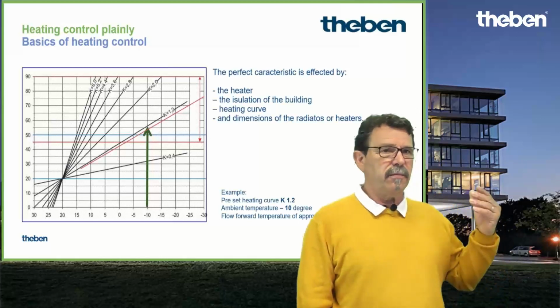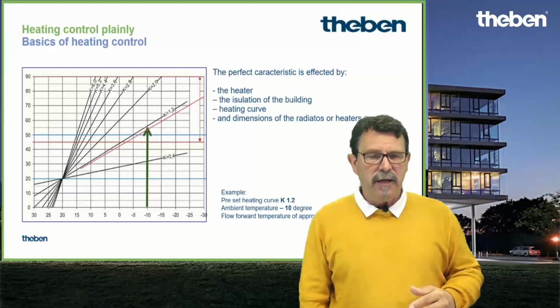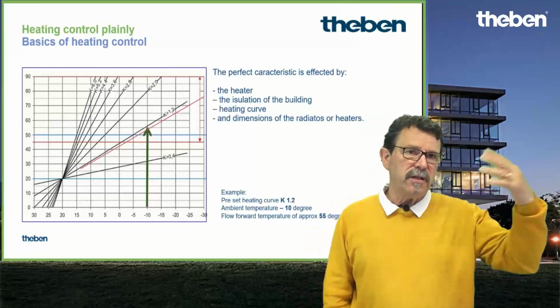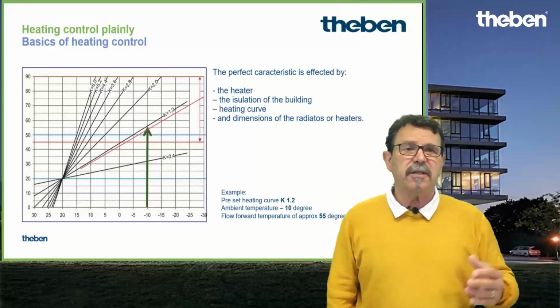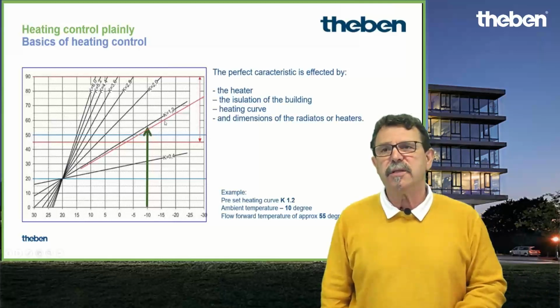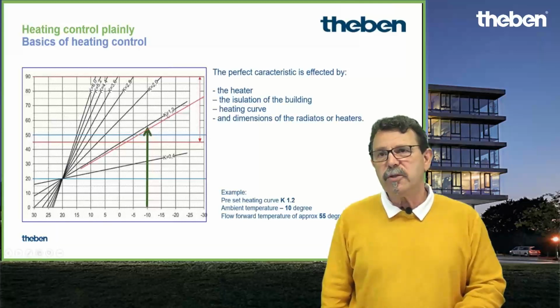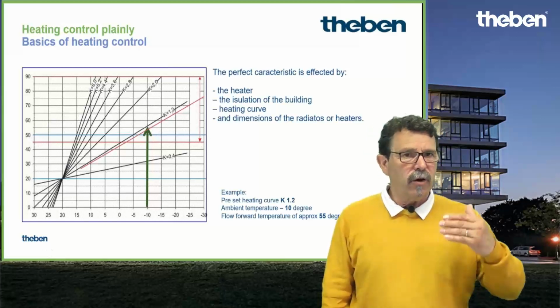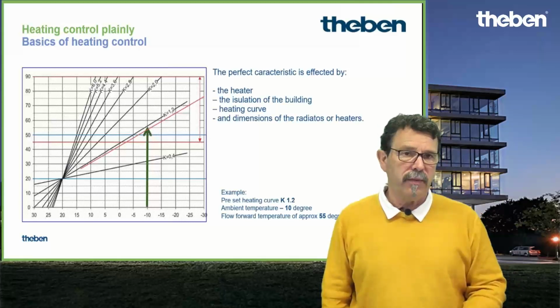It depends on the building structure in general, how the windows of the room are insulated, how much warmth is lost, wasted, through a building which is probably not that well insulated. And due to that, the heating specialist has to adjust exactly that curve. Let's assume this K1.2 is used. So at a temperature of -10 degrees, we have a flow forward temperature in this system of 55 degrees of warm water flowing to a radiator, for instance, into a building, into a system.